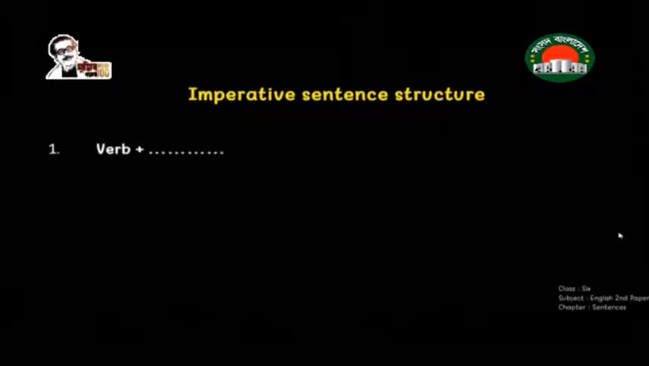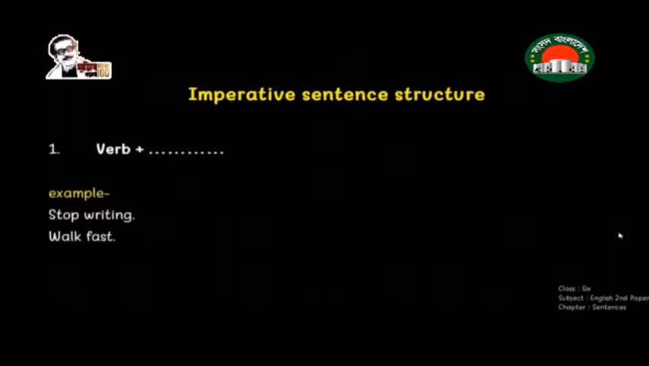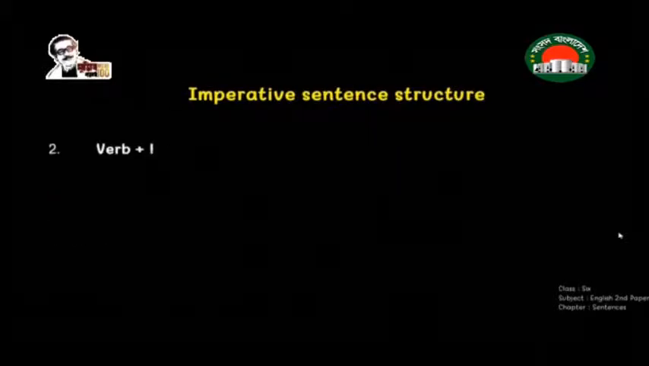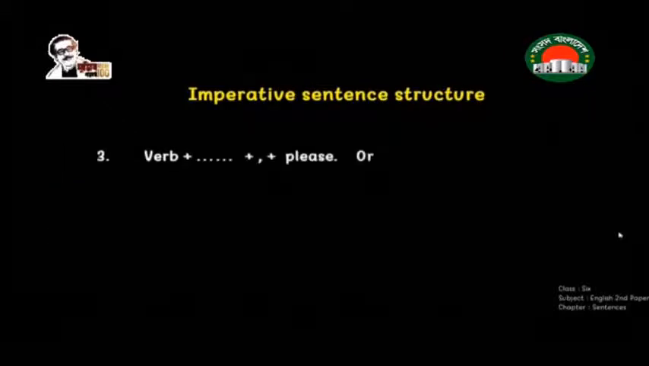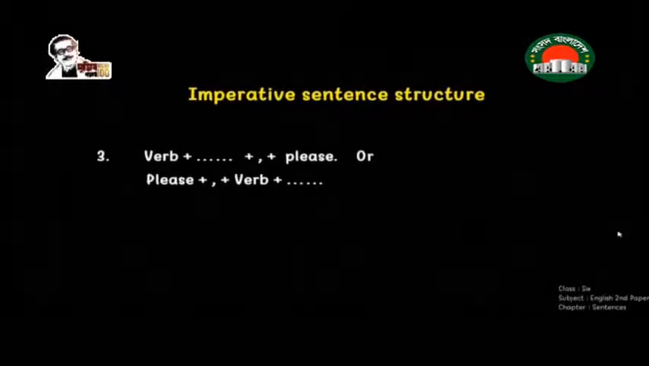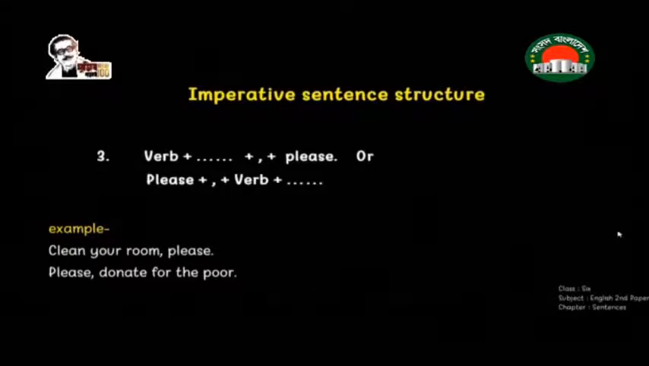Number 1, verb and then other part. For example, stop writing, walk fast. So I'm not saying to stop writing, just an example. Stop writing, walk fast. Number 2, verb and then exclamation mark. For example, run, help. Structure 3, verb, then other parts, then comma, and then please. Or please, then a comma, then a verb, and then other parts. So let's see examples. Clean your room, please. Or please donate for the poor.